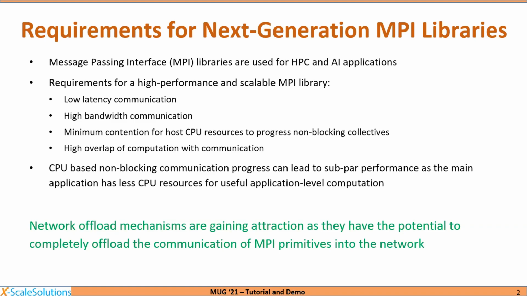One of the issues with CPU-based non-blocking communication is that if you have a progress thread to help you do the communication, it contends for CPU resources, taking them away from the end user's application computation. So how do we develop the MPI library to take advantage of the new network offloading capabilities, and to improve the communication efficiency? That's the challenge we take up.